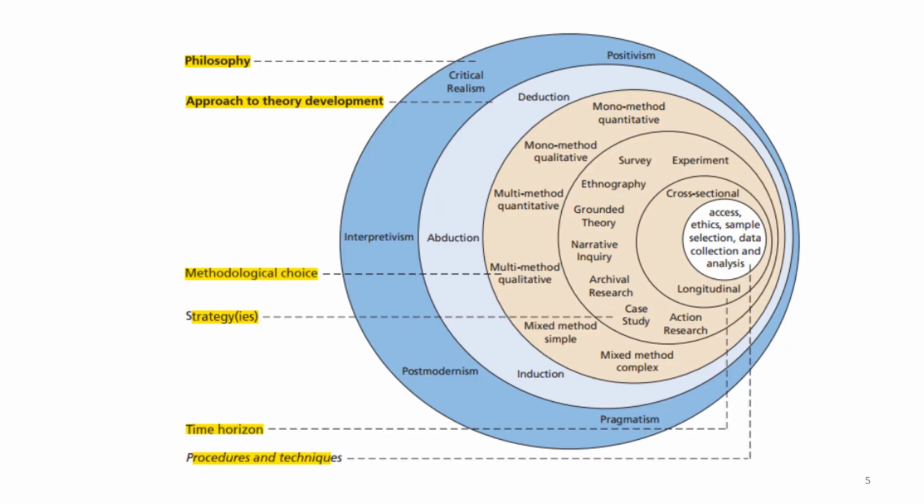As you can see in this famous research onion, the philosophy of the research is the outermost layer, which obviously determines what we are going to opt for in our next layers of the onion. It starts with the philosophy, then approaches to theory development, then the methodological choices, the research strategies, the importance of time horizon in research, and what procedures and techniques we are going to select for different aspects of carrying out research, for example the sample selection, the data collection, the analysis, and the ethical aspect of the research.